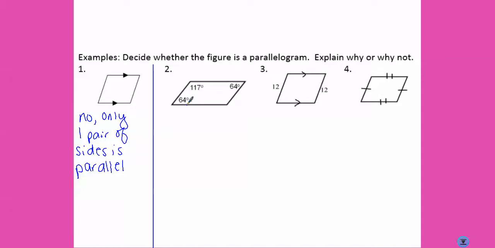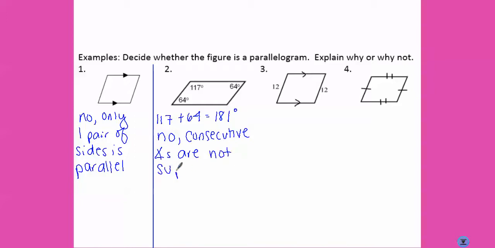In number two, we're looking at some angles. So the opposite angles are congruent, which is good, but we don't know about this angle here. But what about the consecutive angles? Are they supplementary? 117 plus 64 would give us 181 degrees. So no, this is not a parallelogram because the consecutive angles are not supplementary.